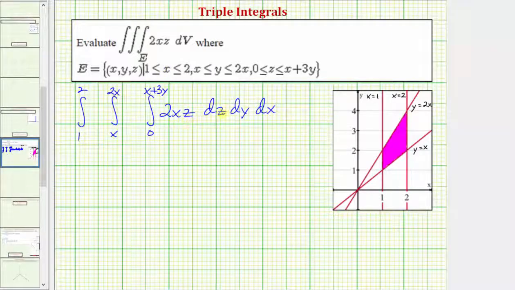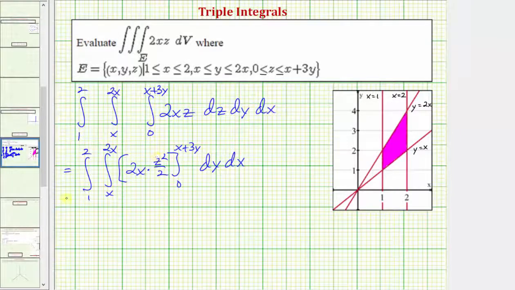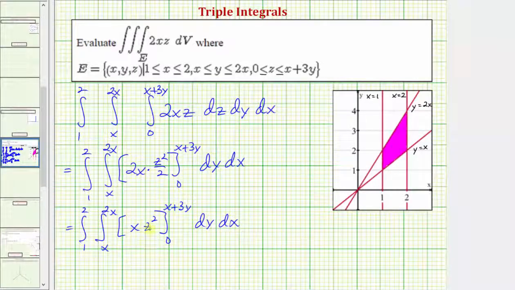So now we first integrate with respect to z, treating 2x as a constant. So we'd have 2x times z squared divided by 2, or 1/2 z squared. Let's go ahead and simplify this antiderivative. Notice how the 2's are going to simplify to 1, so we have just xz squared. And now we need to find big F of b minus big F of a by performing substitution for z. And let's do this on the next slide.